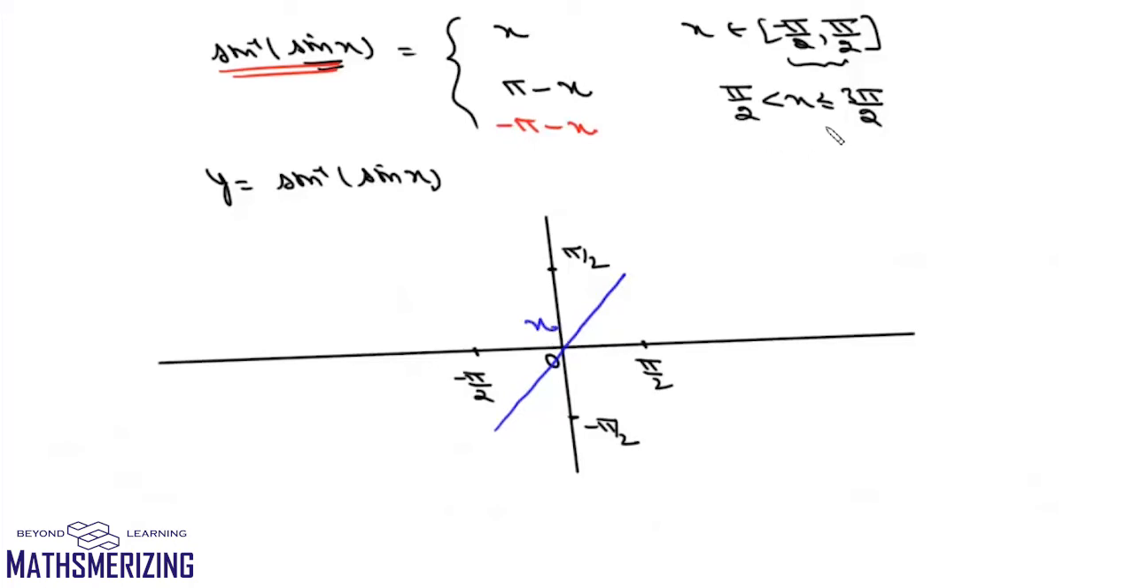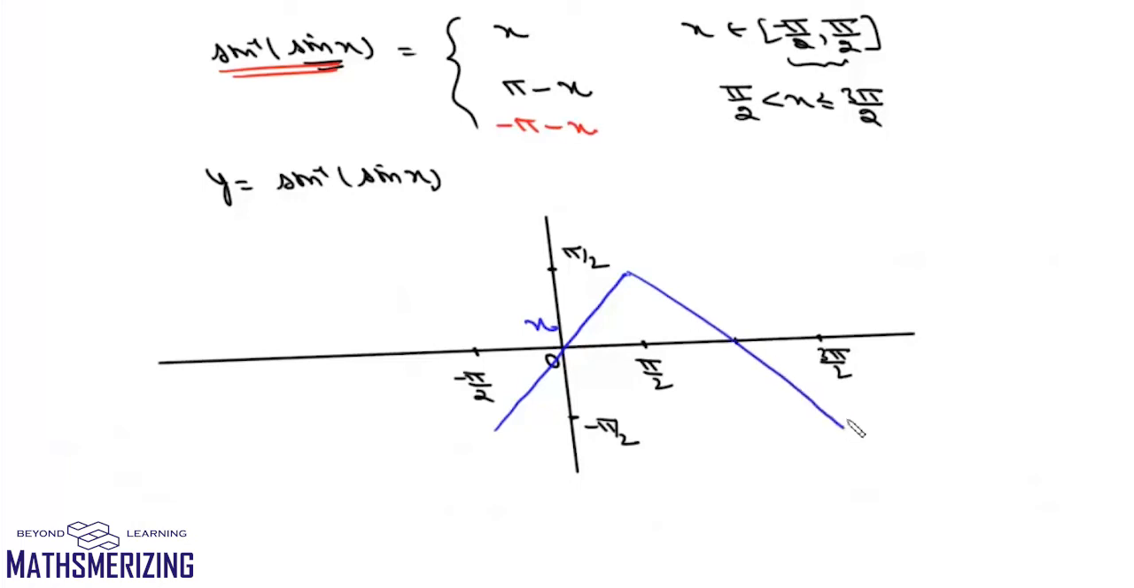Now between pi by 2 and 3 pi by 2, so this is pi by 2, this is pi, and this is 3 pi by 2, it is pi minus x. So when x is pi by 2, it is pi by 2. When x is pi, it is 0. And when x is 3 pi by 2, it is minus pi by 2. So we'll join this.